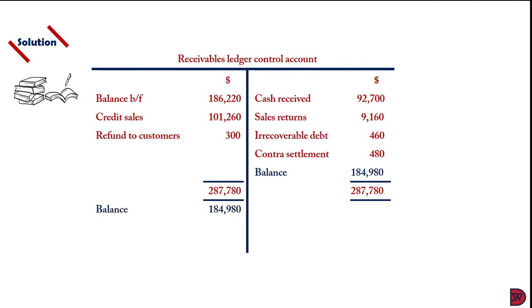We bring it to the debit side and put it there. So as a check, the total for the individual ledgers in the receivables ledger should sum up to 184,980. If not, there is or there are errors which should be unearthed and rectified.